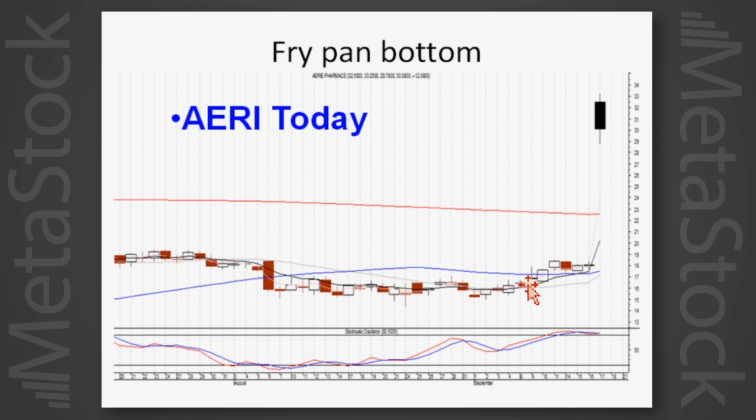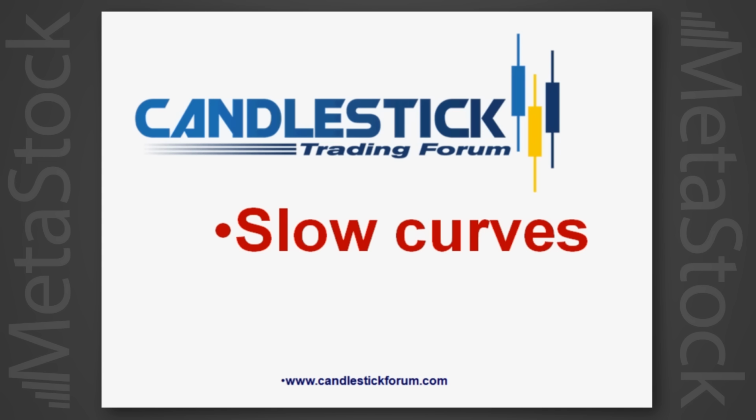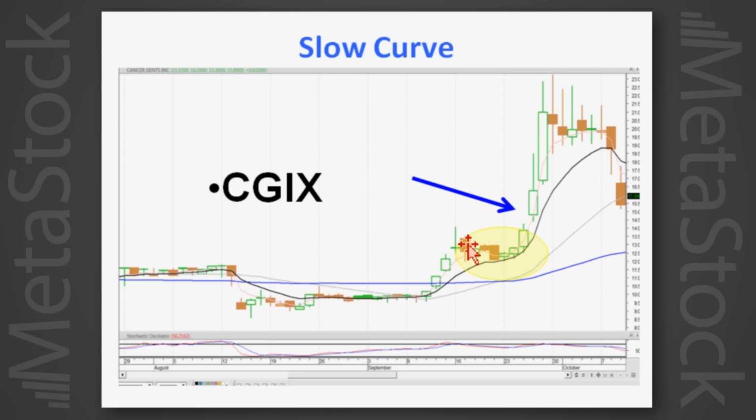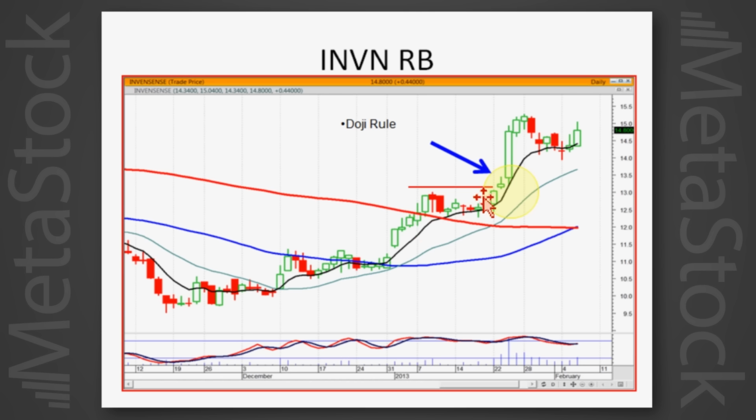So I tell people, trading off the patterns is based upon the reoccurring investment sentiment that has occurred for centuries and will occur for the next few centuries based upon human emotion. It just puts you in situations where the probabilities of being in the right place at the right time are greatly in your favor. Slow curves are basically a function of a smaller fry pan bottom. When the slow curve breaks out, it's usually a very strong slingshot effect to the upside.